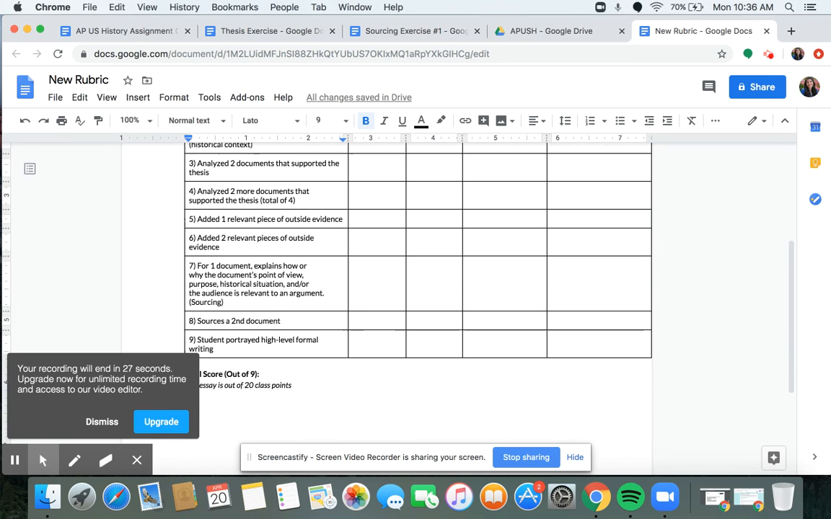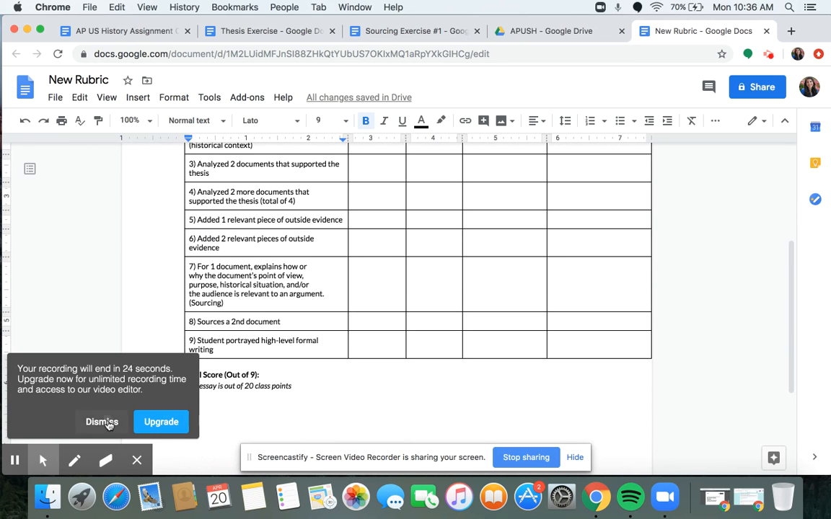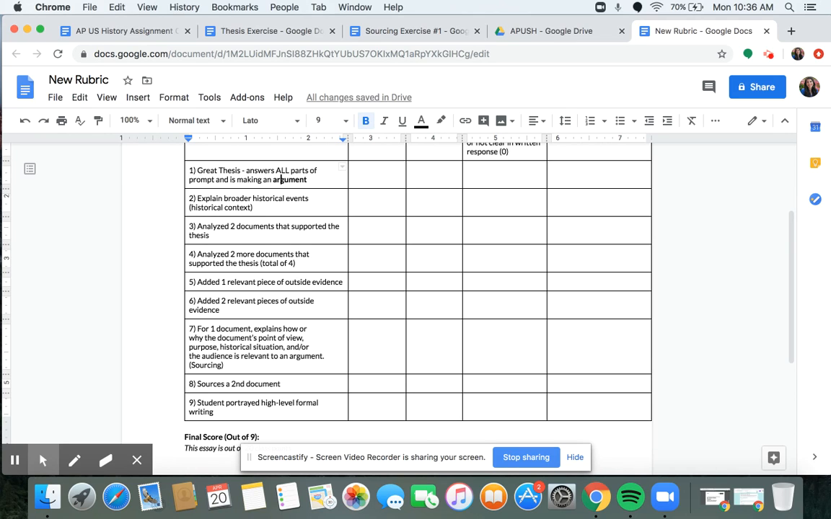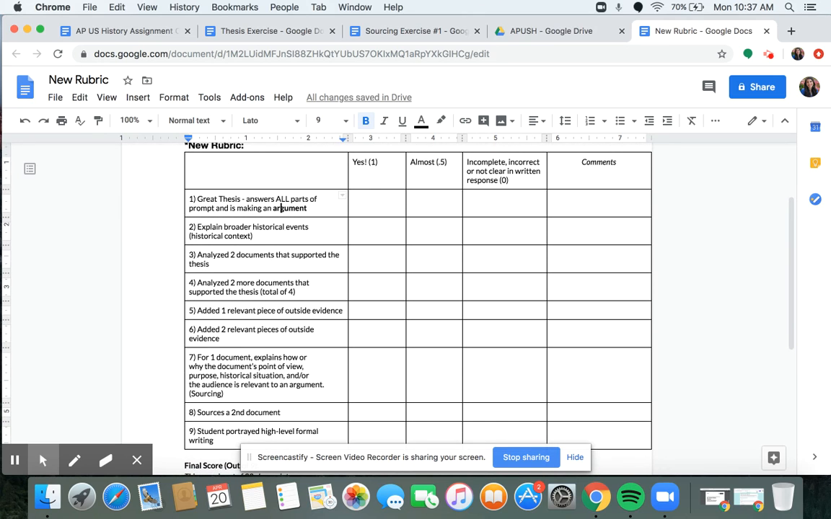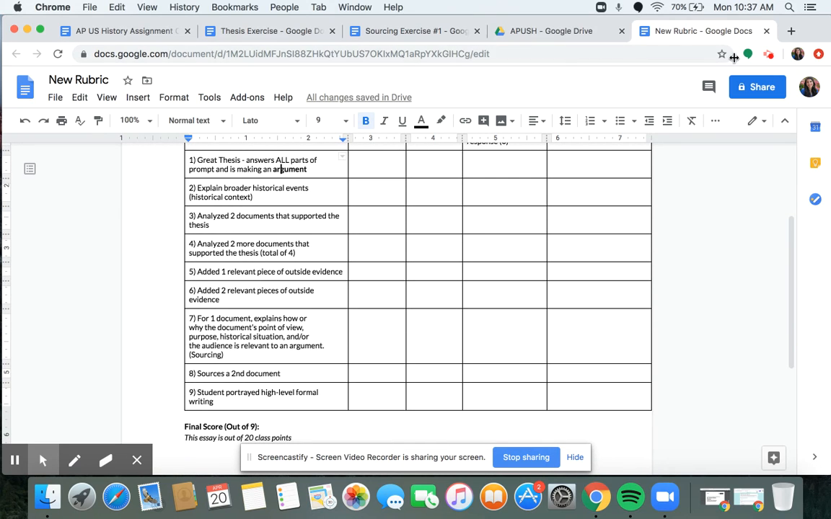Okay, so I'll be using this rubric, and the AP test is going to be using this rubric. So I hope this rubric makes sense. Please email me if anything is confusing. Okay.